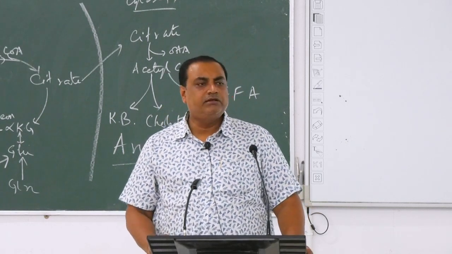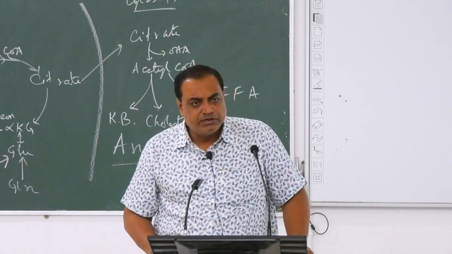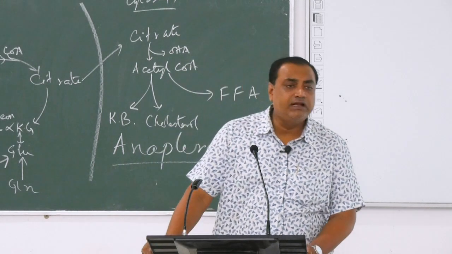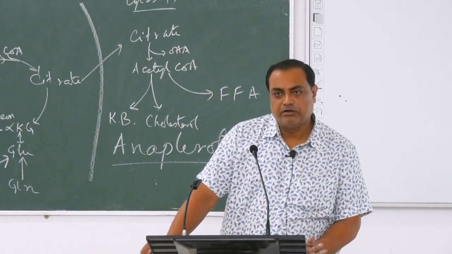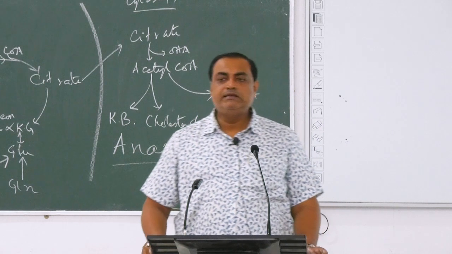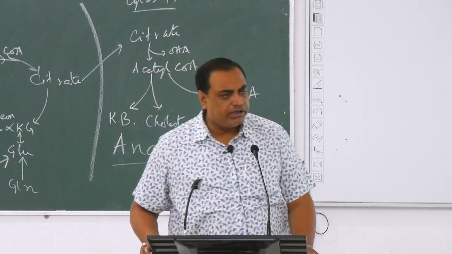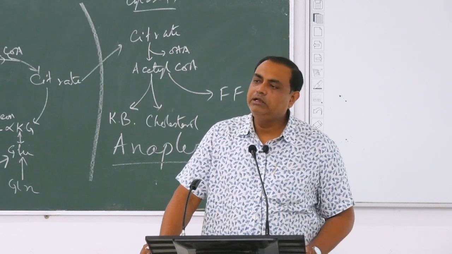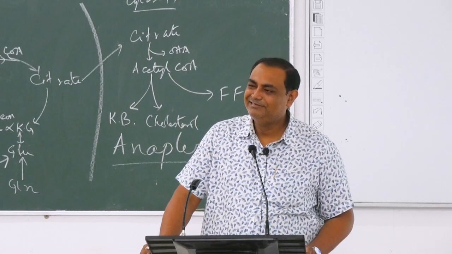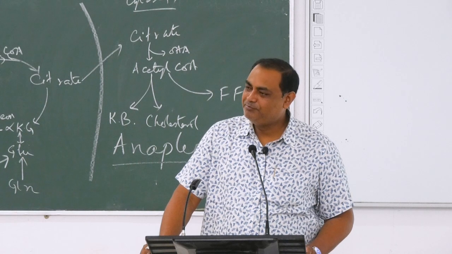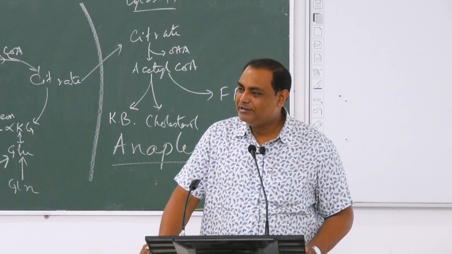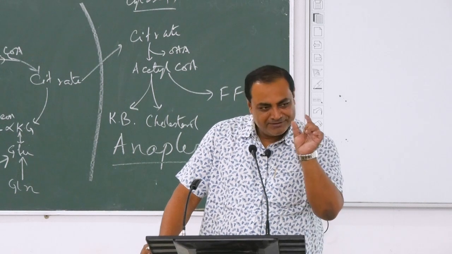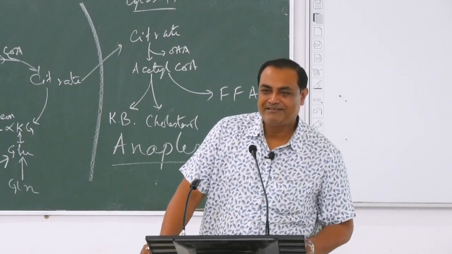The anapleurotic reactions are those reactions which fill up the vacuum produced due to withdrawal of several intermediates. That's all. It means those intermediates may be withdrawn for anabolic reasons or for catabolic reasons, so there is no need to separate them. Right? With more knowledge your answer becomes small, right?